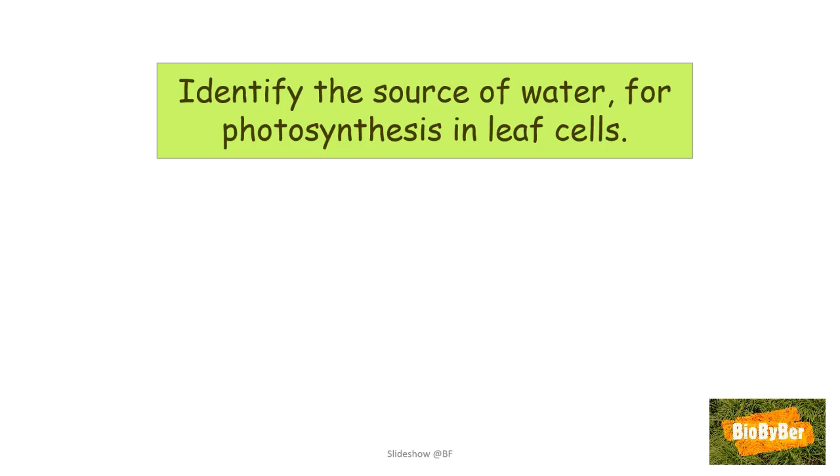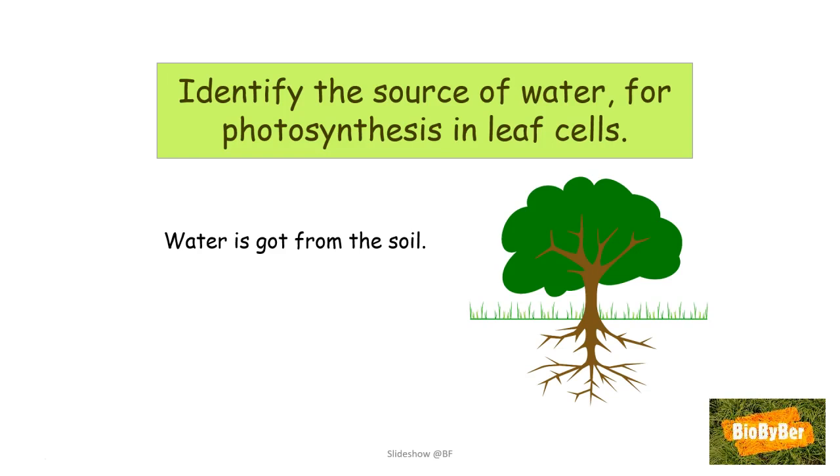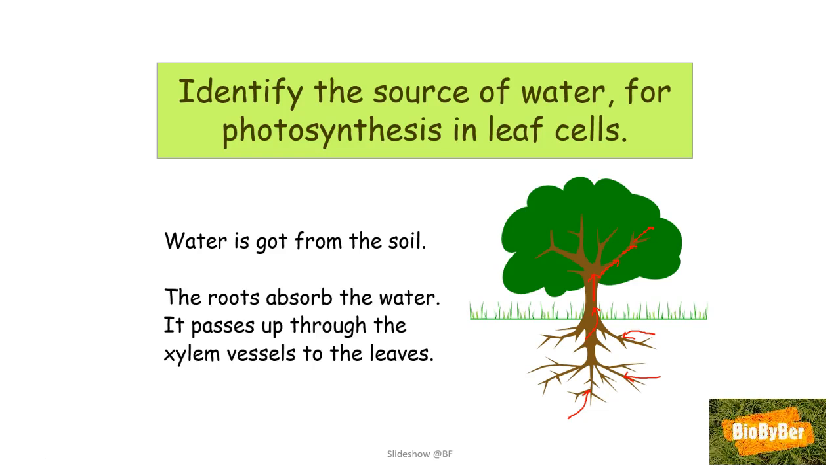Lastly, what is the source of water for photosynthesis? Don't forget, water is another ingredient. Well, the water is got from the soil. One of the functions of roots is to absorb water or suck up water from the soil. So the water will enter the plant roots and will travel up the stem, up the xylem pipes, the vessels responsible for carrying water, and the water will make its way out into the leaves that are going to carry out photosynthesis for the plant.